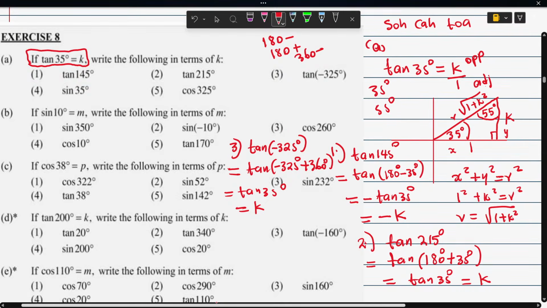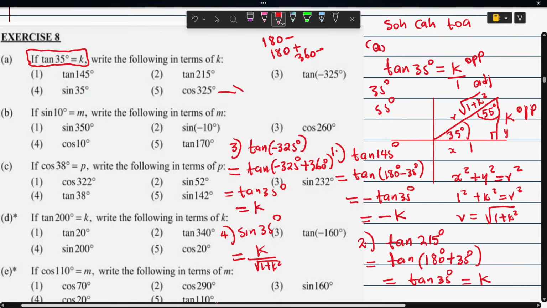Good. Now, the next question that we're going to look at is sine 35, that's number 4. What about sine 35 degrees? You go and check on your Cartesian plane or on the diagram. Sine is what? Opposite over hypotenuse, right? Opposite is k, hypotenuse we got it as the root of 1 plus k squared. Okay, that is the answer for that one.